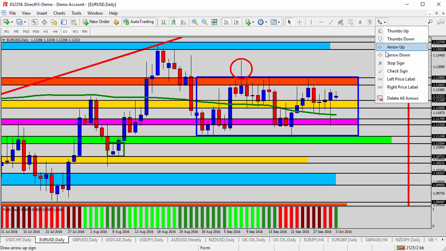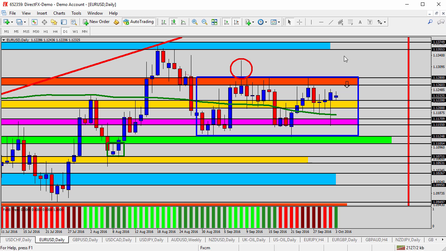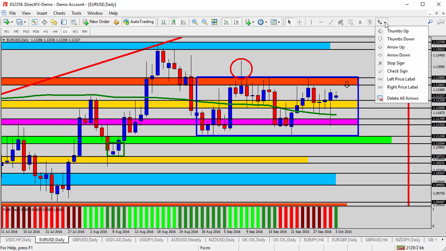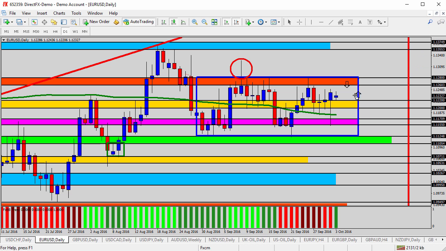So at this point, resistance is the orange zone. Not too hard to see that. 112.60, 112.80 is the orange zone. Support is the yellow zone. That's pretty close to where we are. 112.20, 112.00 is the yellow zone.